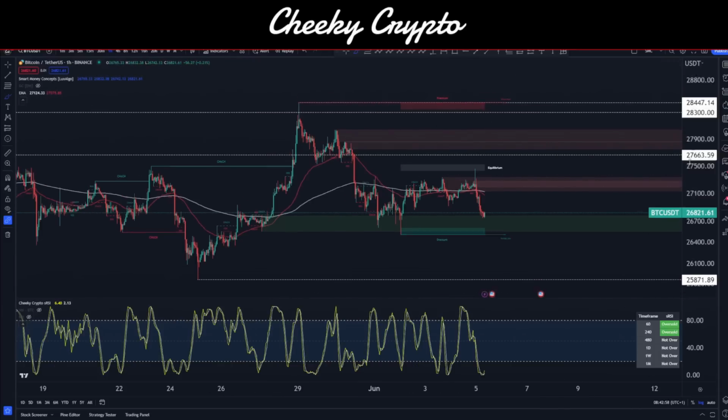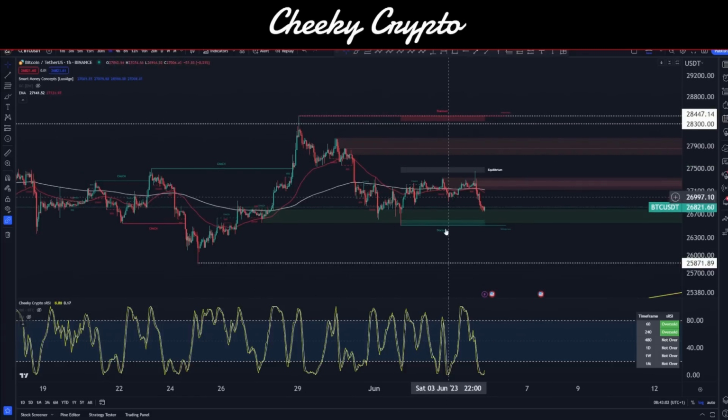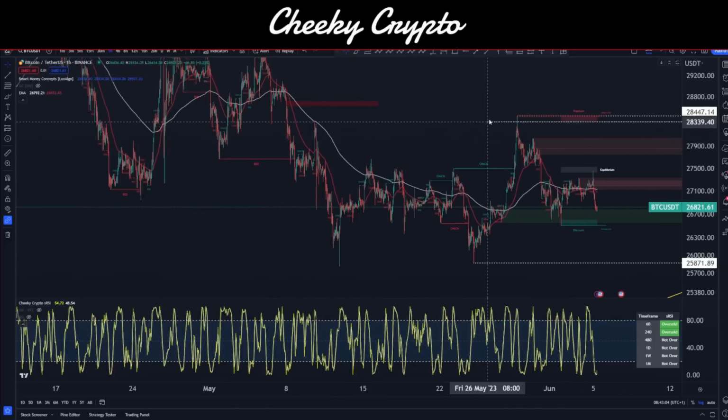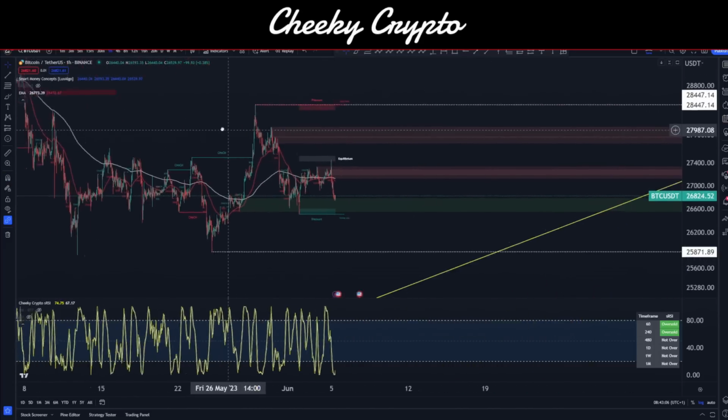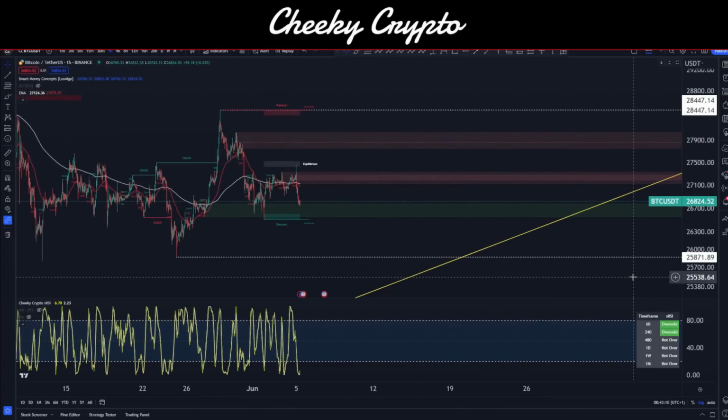Ultimately, we are between two key areas. Let me go ahead and just remove that one. We'll grab this one and put it up here as well. Between these two key areas, the highs and the lows, we have 25,871 on the low side and 28,447 on the high side.